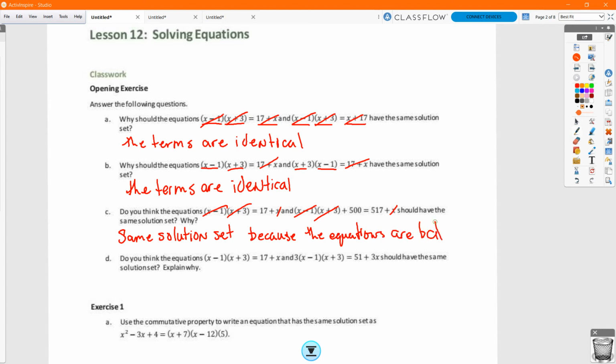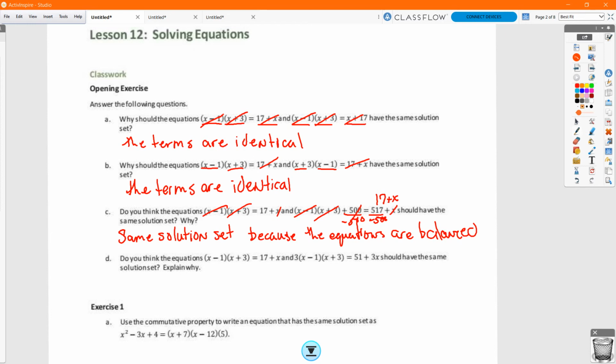Mr. Hale, what do you mean by balanced? Well, I mean, they added 500 here and added 500 here. They balanced the equations. Nothing's really changed. The solution would still be identical because I could subtract out 500 here and 500 here and still get x minus 1 times x plus 3 and still get 17 plus x here.